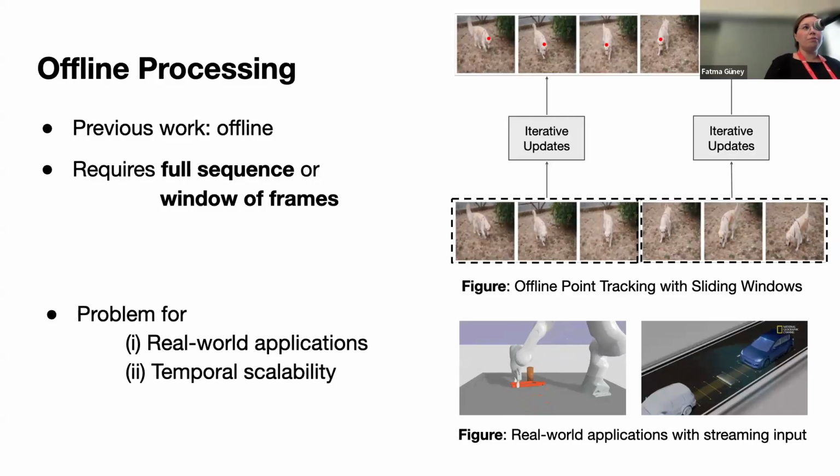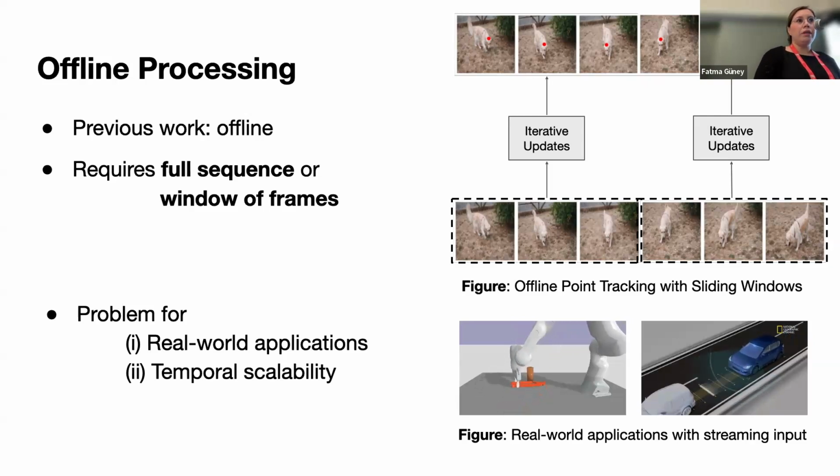But this is not applicable to real world scenarios, right? If you want to deploy this in a real world application like robotic arms or self-driving cars, you don't have access to future frames, right? We need to be able to track the points only with the information that we have so far, which is the past and the current frame. You are not allowed to peek into the future. You don't have half of the window that offline methods have, in other words.